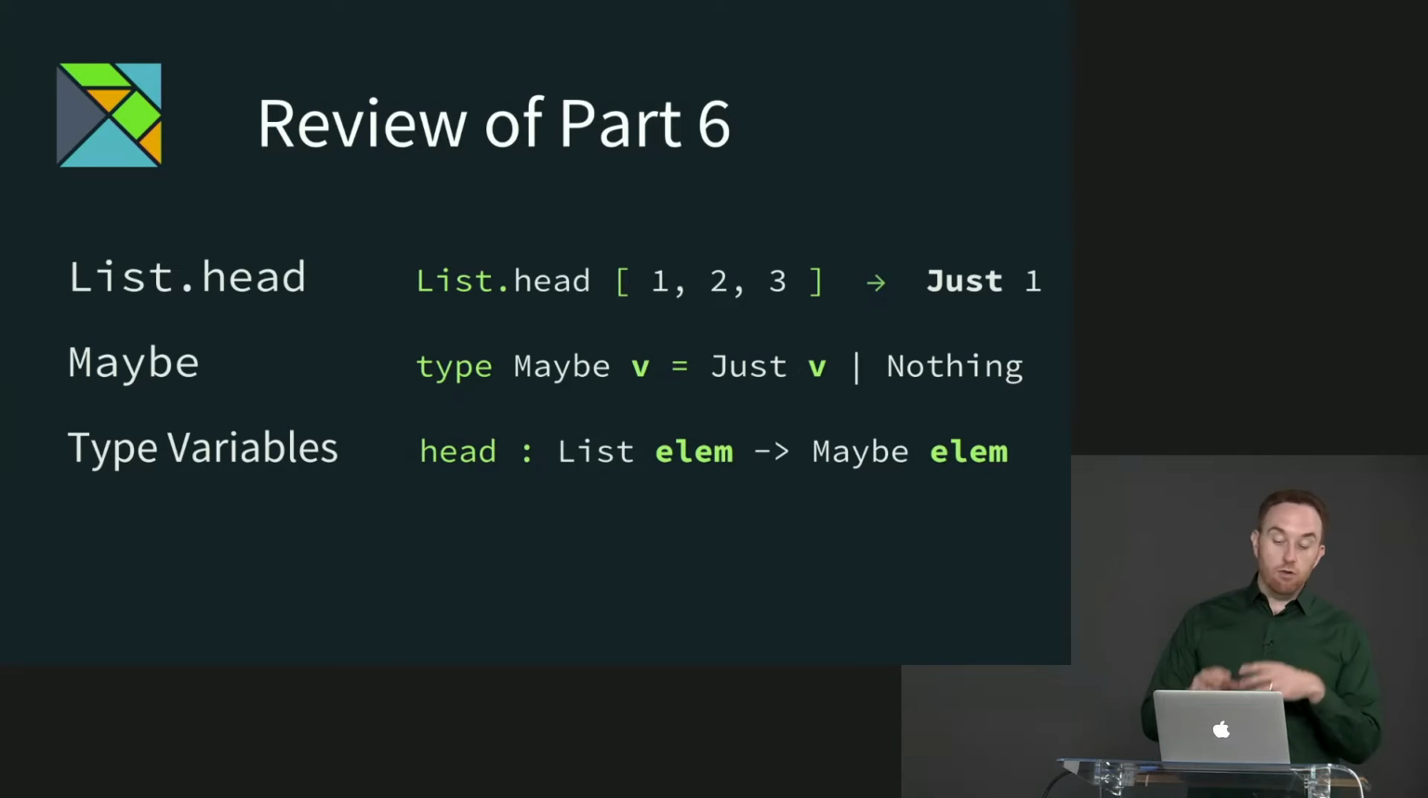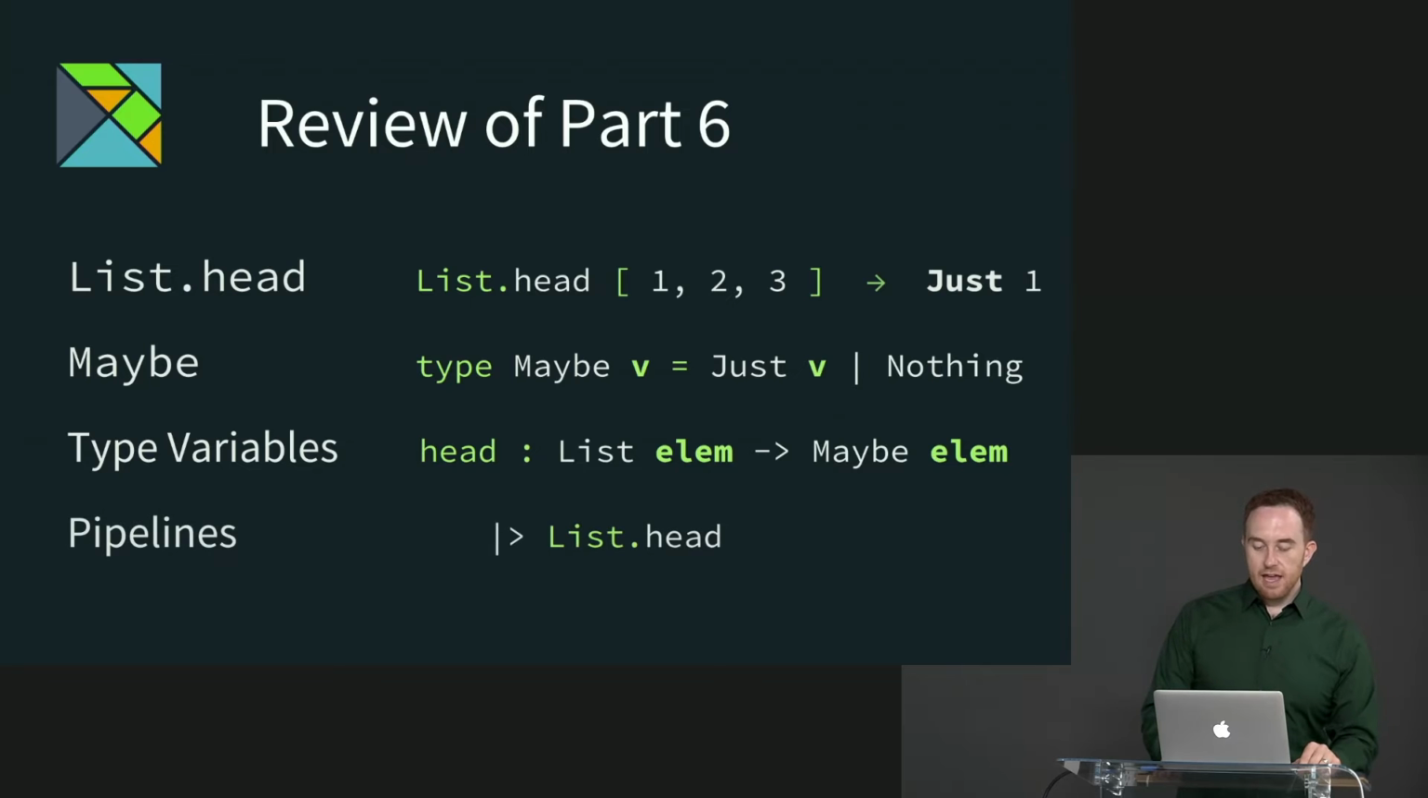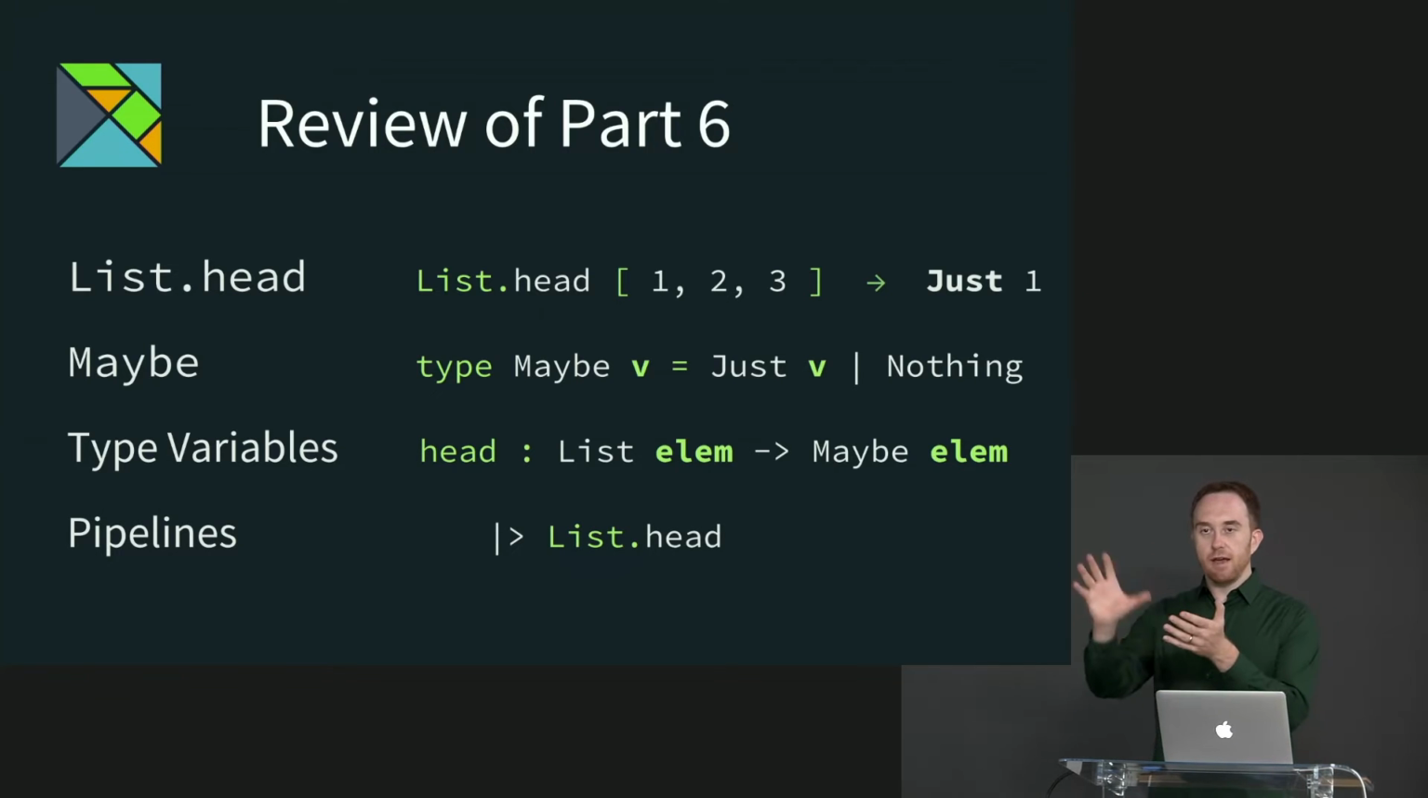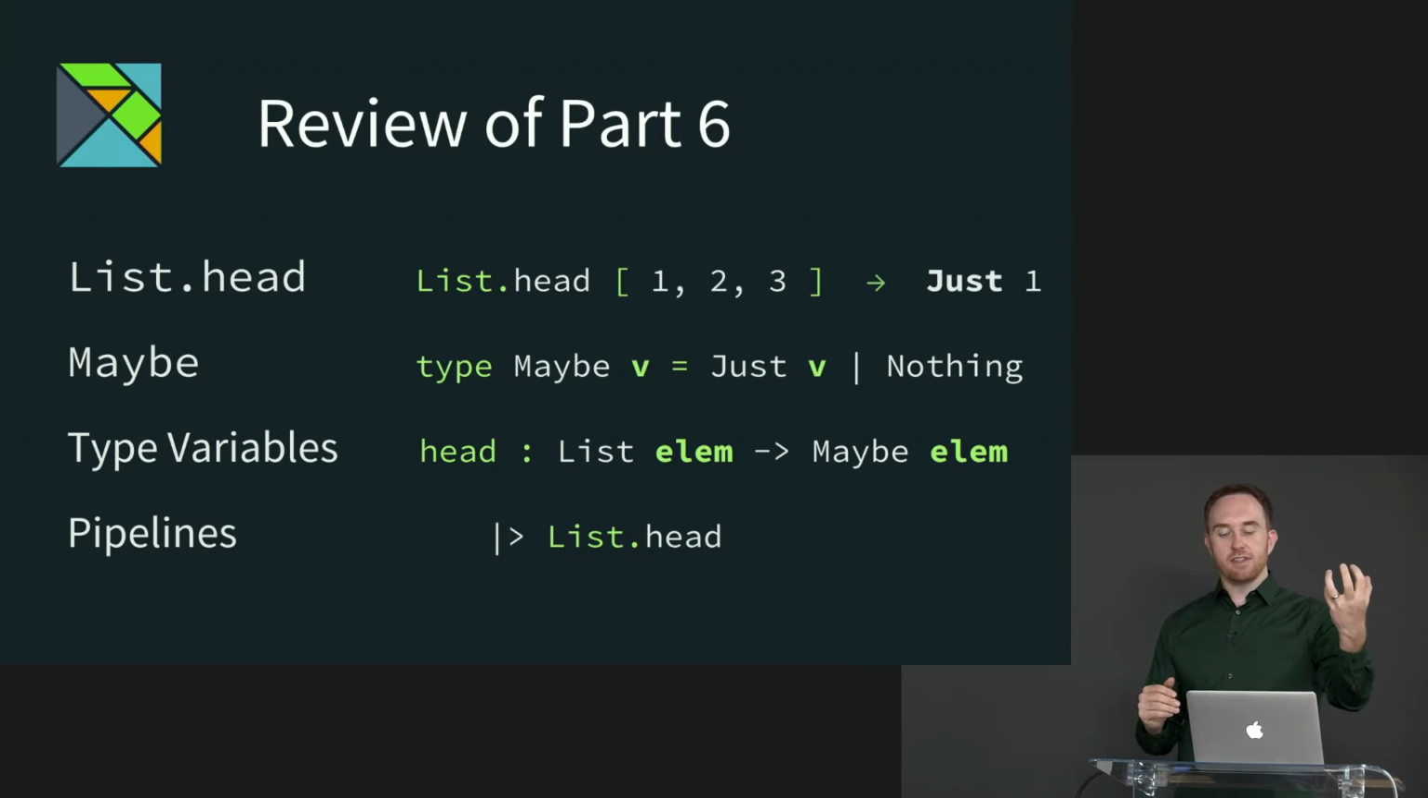We talked about the general concept of type variables and how they can relate to one another. So when we say head takes a list of elements and then returns a maybe element, that means that whatever type of list it is, that's the type of maybe we're going to get back. And finally, we talked about pipelines and how you can pipe things to various different operations, and it will take the result of the previous step and pass it as an additional argument to the next step.